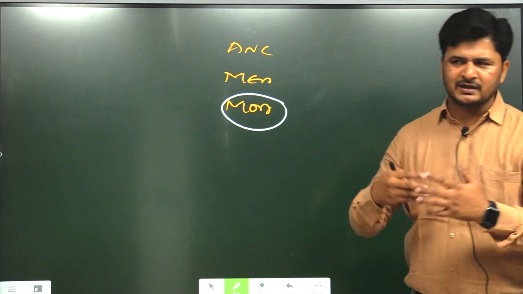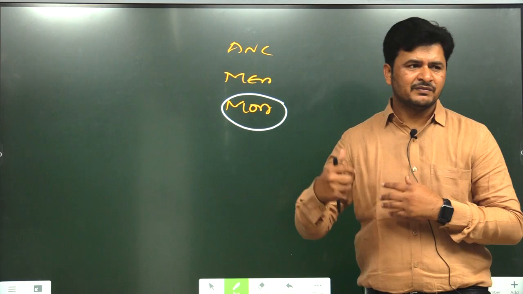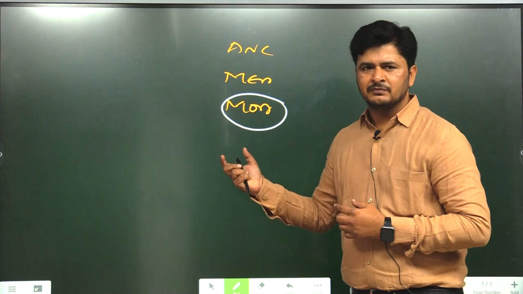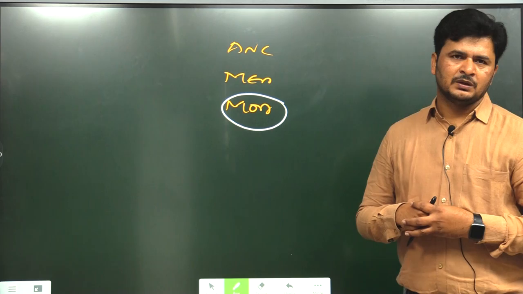We generally get some sort of suggestions, because history is a vast subject: why should we read all components? Let us go through only one component with smart work, and we'll get through prelims. Let me tell you, this strategy never works out in competitive exams.